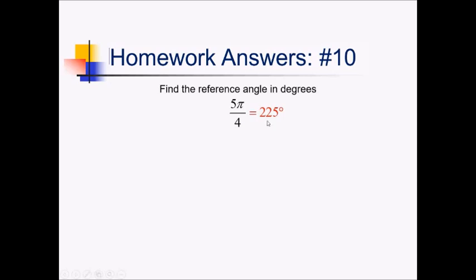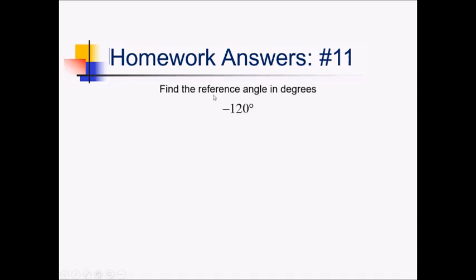That's the reference angle. So this is closer to the 180 end than it is to the 360 end. So I have to figure out how far this is from 180. Well, to do that, I just have to subtract 180 from 225 if I want a positive distance anyway. So 225 minus 180 is going to give me 45 degrees.